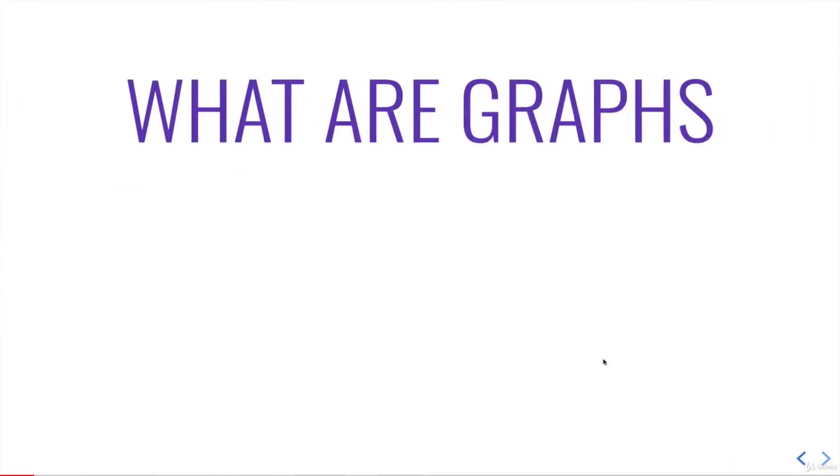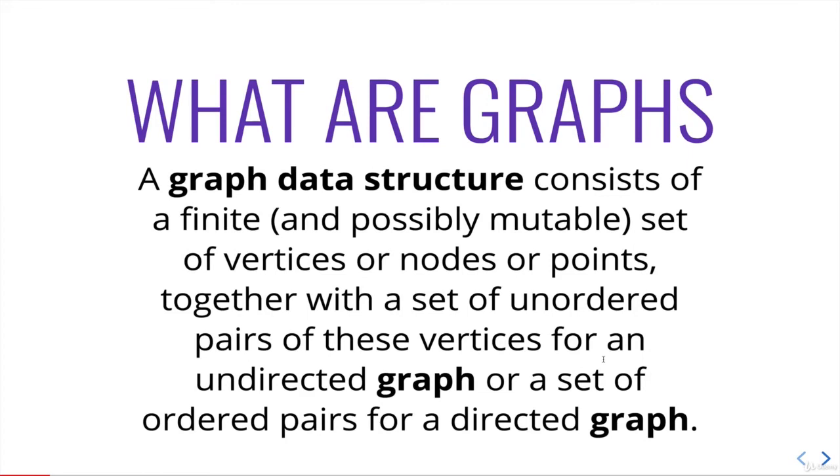Take it away, Wikipedia. A graph data structure consists of a finite and possibly mutable set of vertices or nodes or points together with a set of unordered pairs of these vertices for an undirected graph or a set of ordered pairs for a directed graph. Okay, did you get that? Yeah, that probably doesn't make a lot of sense.